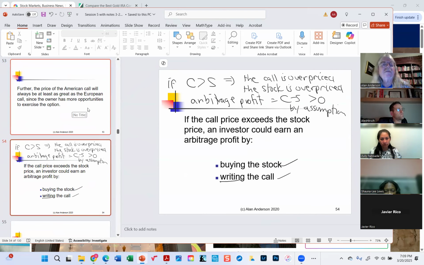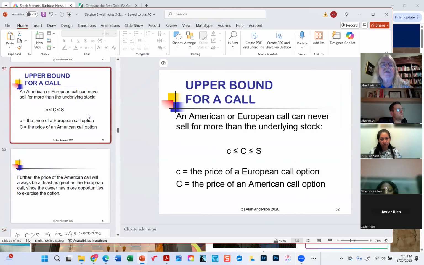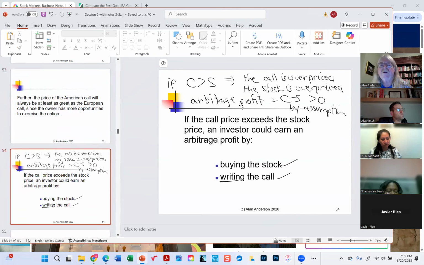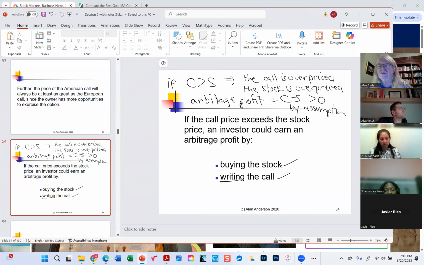So let's say that for some reason the American call is actually more expensive than the stock. Now we're basically claiming here that this would lead to an arbitrage profit of C minus S, which is positive. Because here's what you could do. If you look in the Wall Street Journal and find this to be the case, you're going to buy this stock because it's underpriced or undervalued.